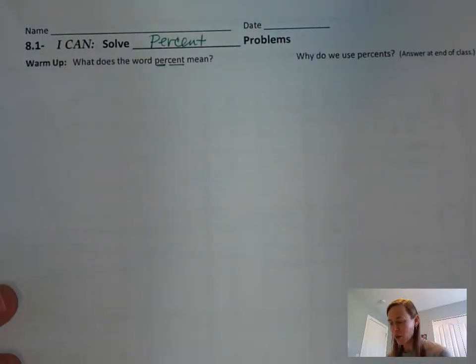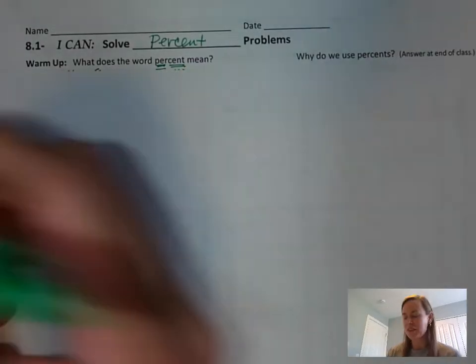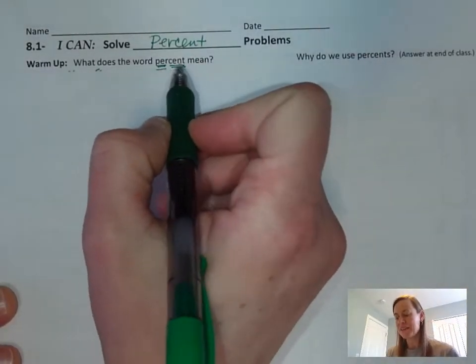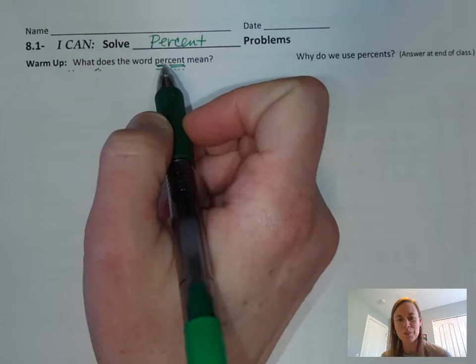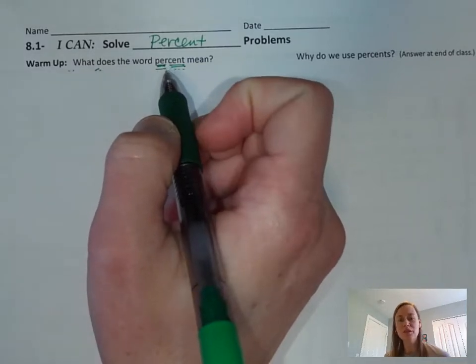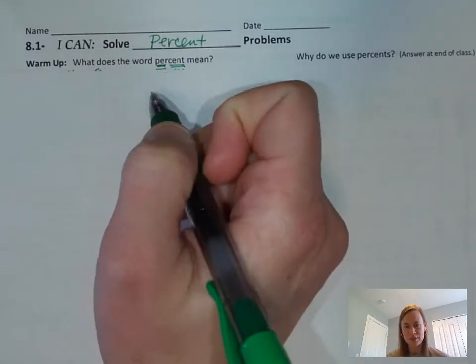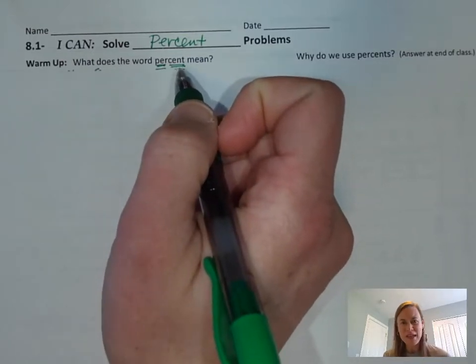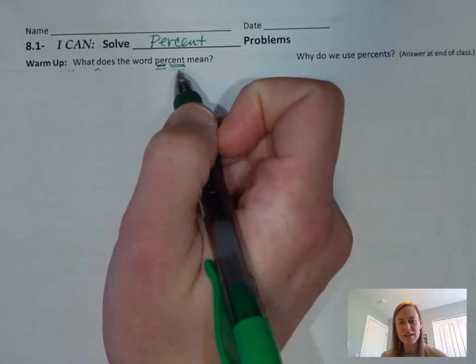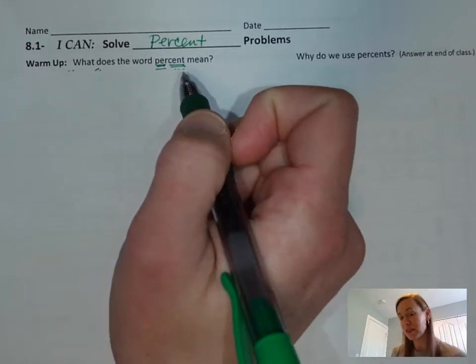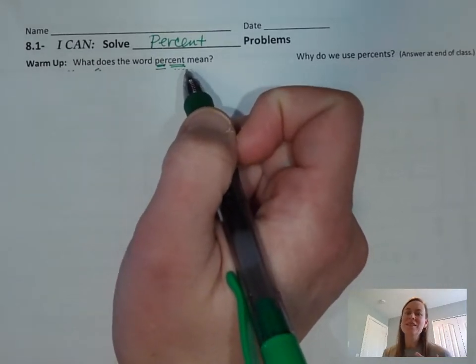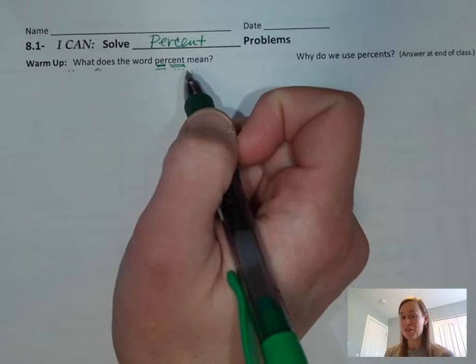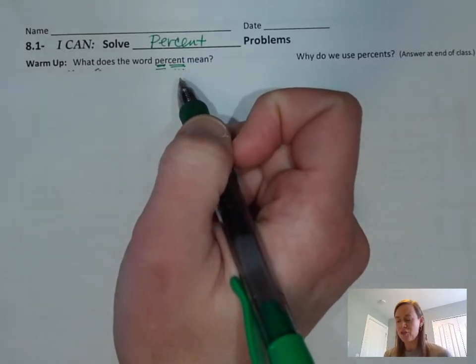So first of all, let's talk about what the word percent means. You see there we've got the per and we've got the cent. Now per, that's just like the English word per. You might have 30 students per classroom or 2,000 students per school. But what about the cent? That means 100. The same way cent, like in century, means 100 years, or 1 cent is 100th of a dollar. So that cent means 100.